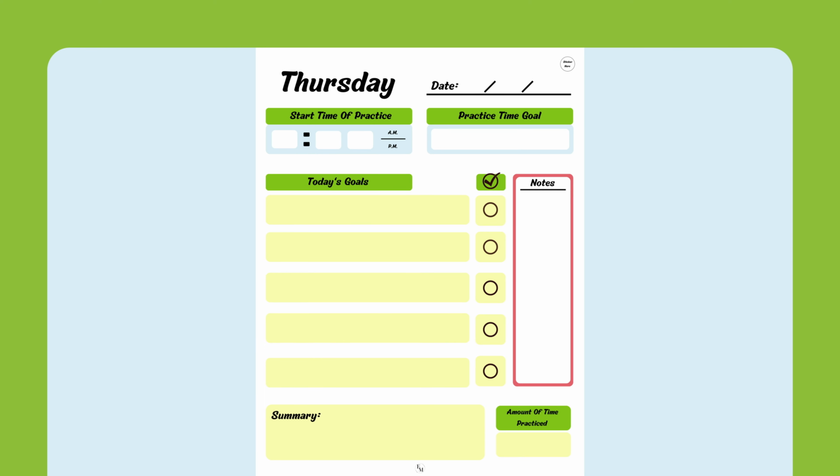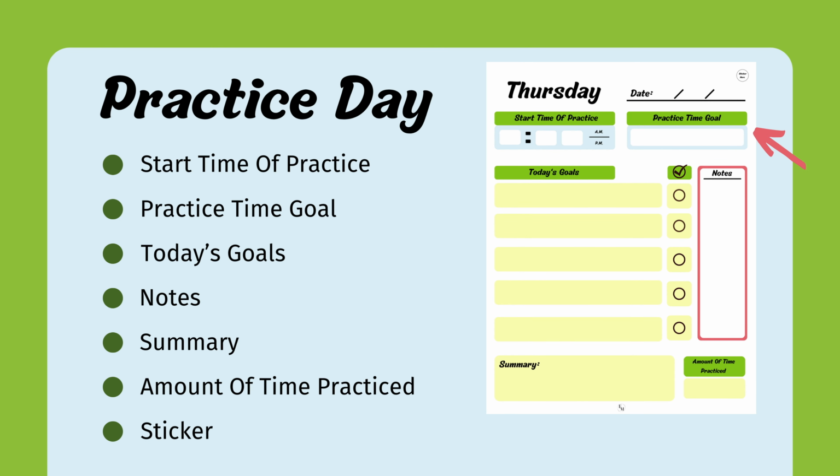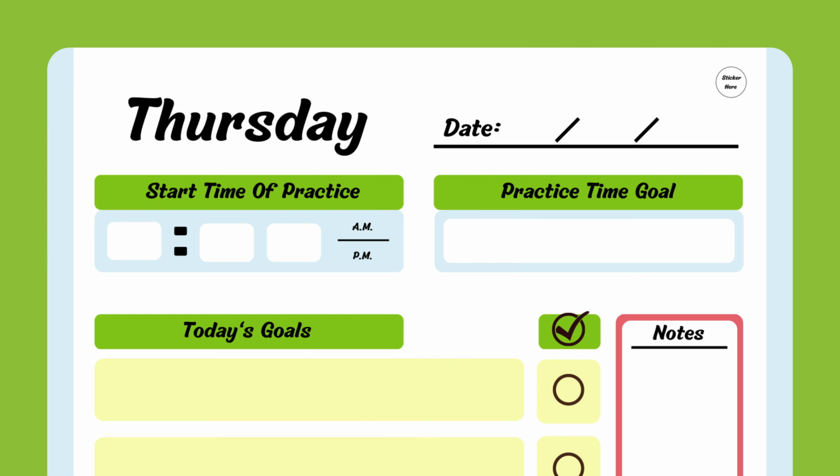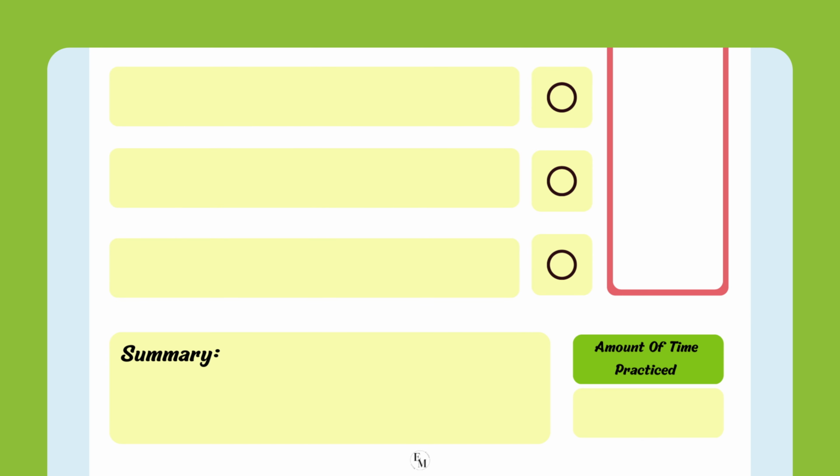Let's move on to the practice day page. Practice day pages have 7 sections that students can use during their practice time. These sections include start time of practice, practice time goal, today's goals, notes, summary, amount of time practiced, and sticker. Start time of practice is where students can write in when they begin to practice. When they end their practice session, they can use that information as a reference for when they're writing down the amount of time practiced at the bottom of the page.